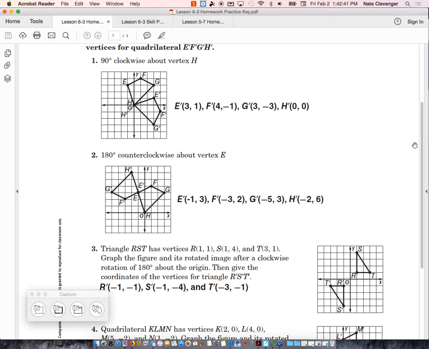Number 2, you have the 2 images. And then E prime is -1, 3. F prime is -3, 2. G prime is -5, 3. H prime is -2, 6. Each of these two are worth 6 points.